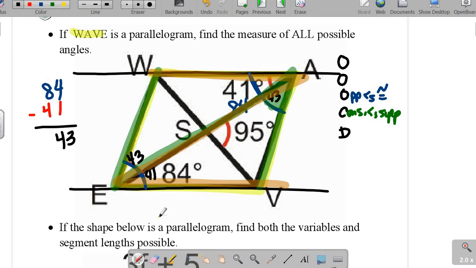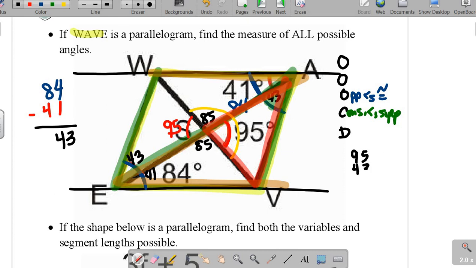Now, I have a 95 here. This 95, vertical angle 95. That's a linear pair, so to get this angle, that's going to be 180 minus 95. And that gets me 85, which means this is 85. You just keep working what you know to be true. And I know that triangles add up to 180. So I can do this.